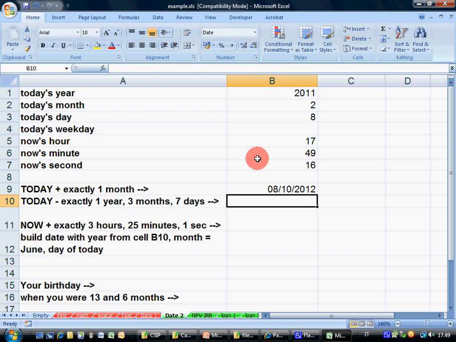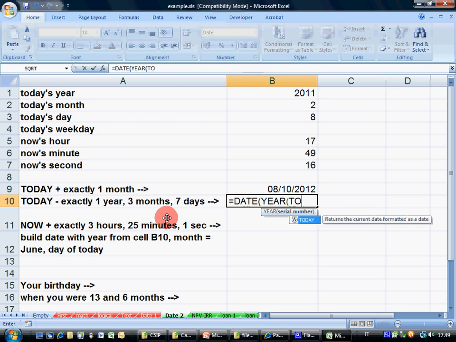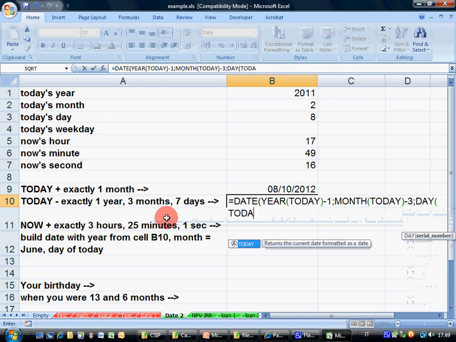Let's see this one. Today minus exactly 1 year, 3 months and 7 days. So equal date, year of today, minus 1, semicolon, month of today, minus 3, semicolon, day of today, minus 7.